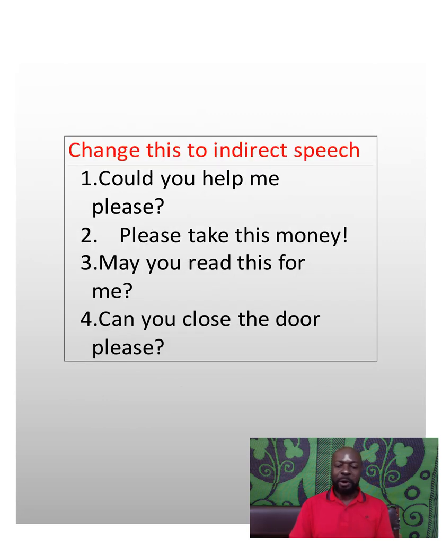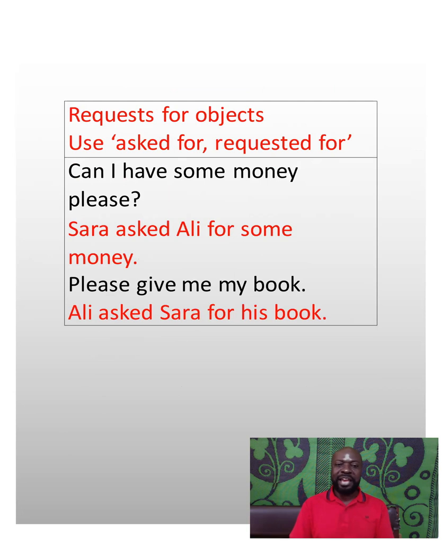This one, I hope you are doing it well. But now here, there is no verb. Can I have some money? There is no verb in the sentence. It is a request, but there is no verb. So we use for. Sarah asked Ali for some money. We don't have a verb in the sentence. So we use for. There is an object. We are asking for a noun. Sarah asked Ali for some money.